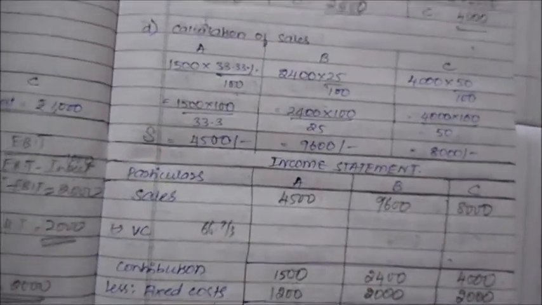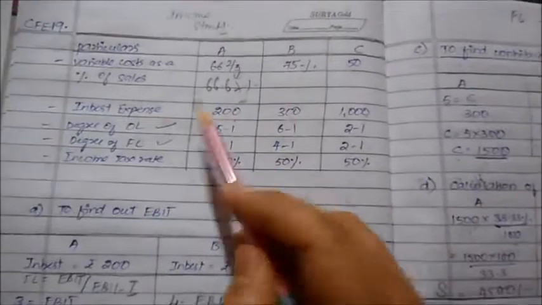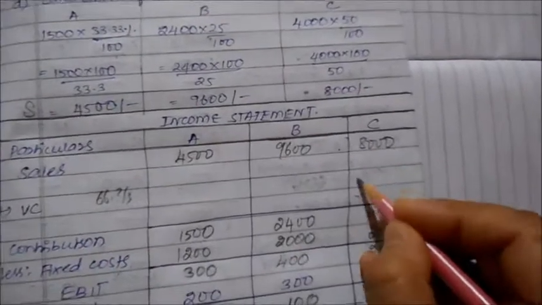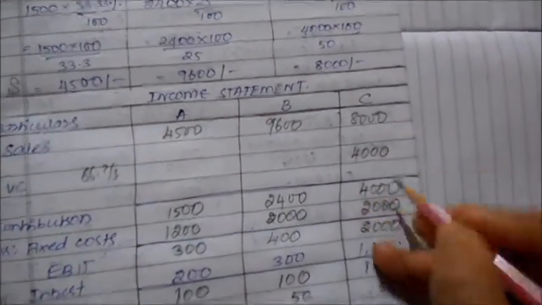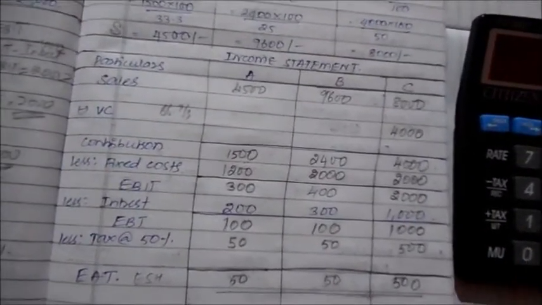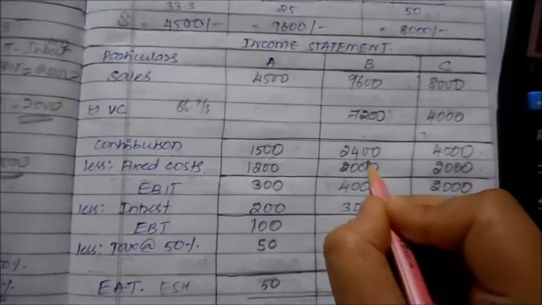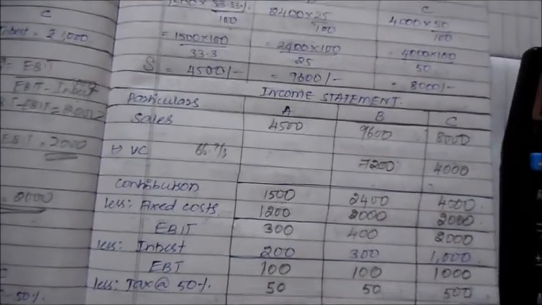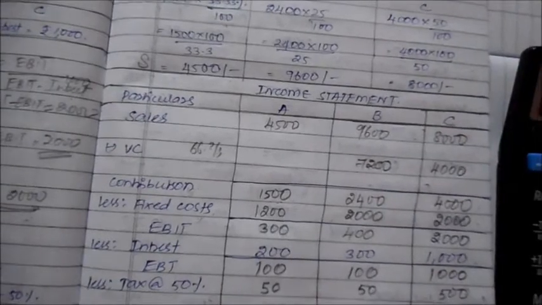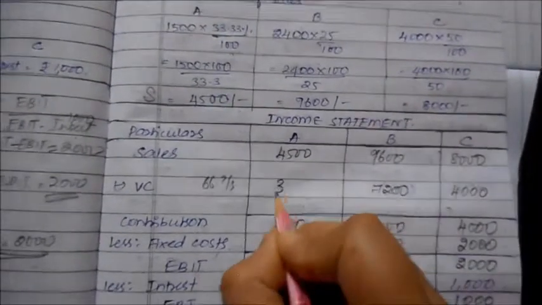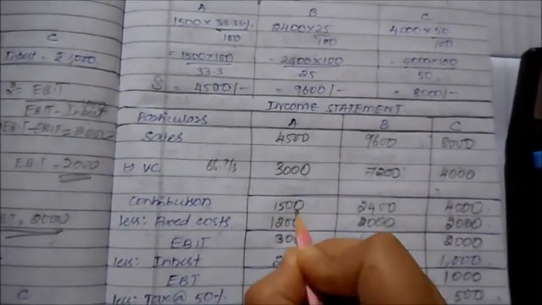Now, for clarification, if it says that variable cost is 50% of sales, let us compute. 50% of 8000 is 4000, and 8000 minus 4000 is 4000. Now let us take one more. It says 75% variable cost as a percentage of sales. If I compute, 9600 into 75% will be 7200. 9600 minus 7200 is 2400. 4500 into 66.67% is 3000. 4500 minus 3000 is 1500.